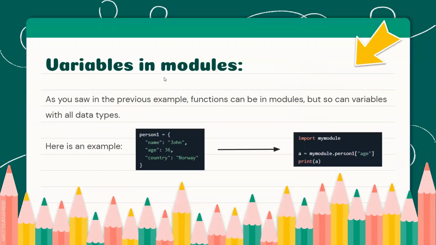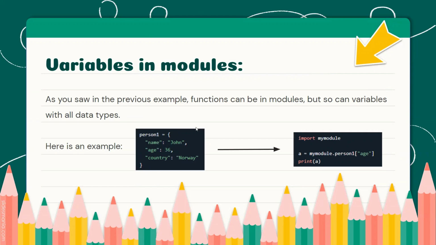Now, variables in a module. As you saw in the previous examples, functions can be in modules, but so can variables of all data types. Here's another example. We have person1 equal to a dictionary: name is John, age 36, country Norway.